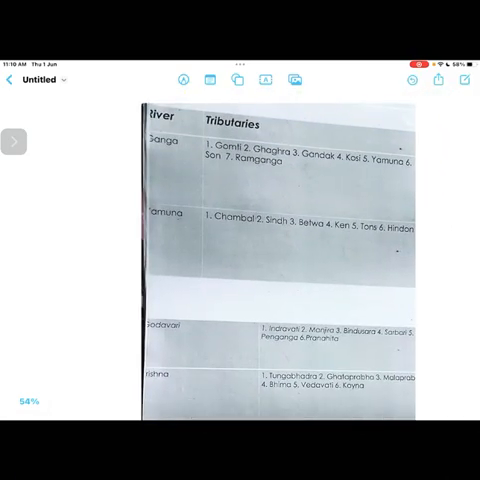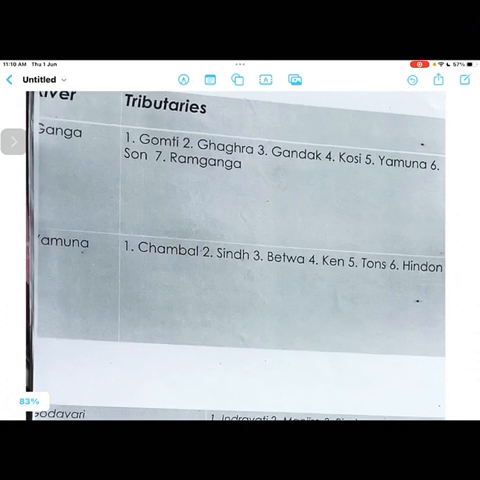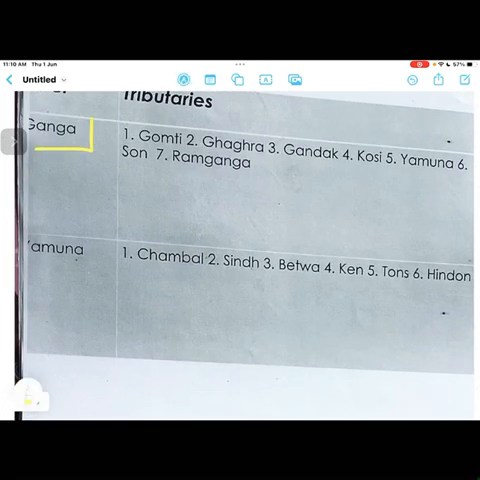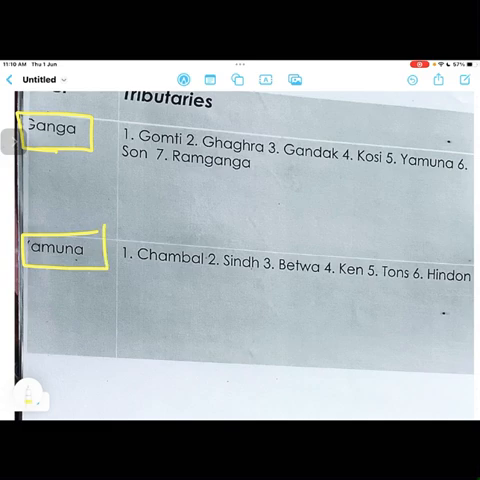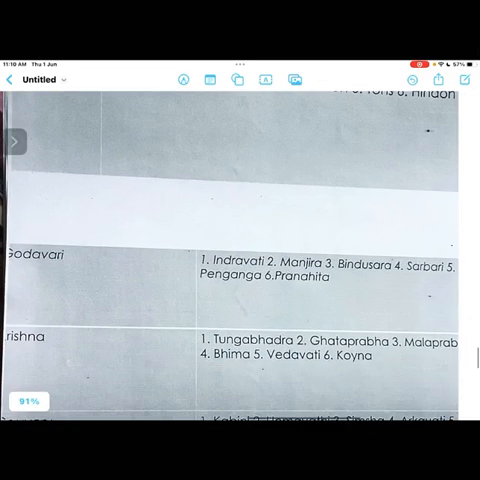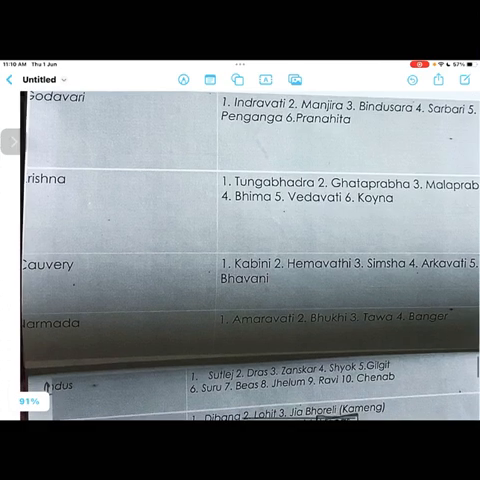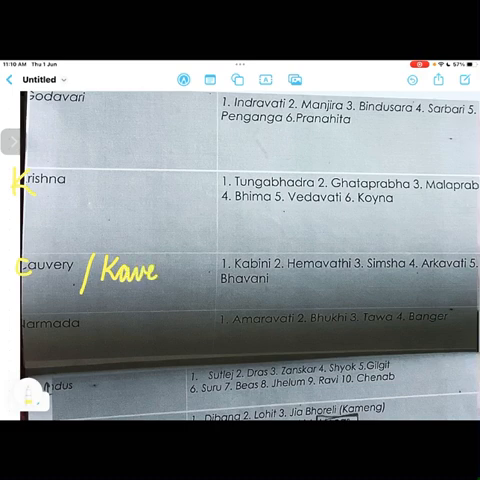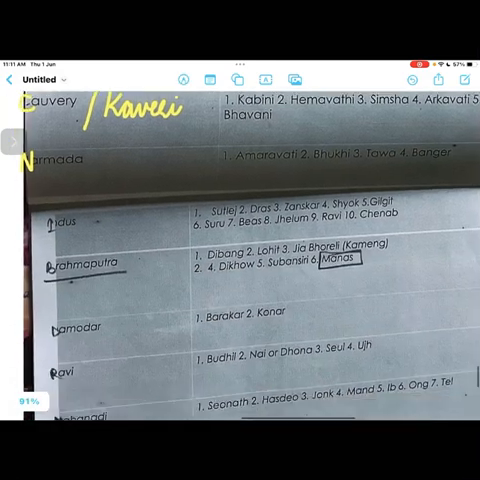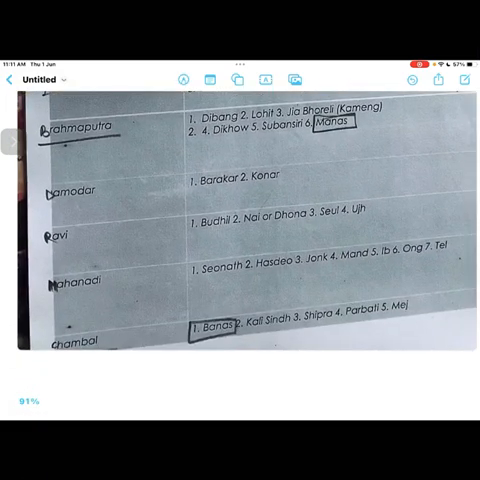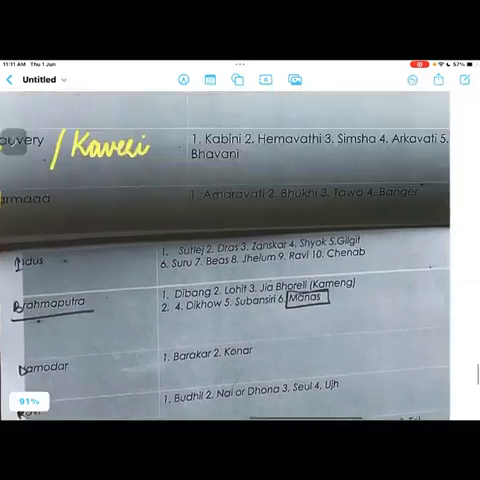Now let us move ahead to the important part. We are done with the main rivers that we were to discuss. Now we will be talking about the tributaries of your main rivers. What are your main rivers here? Basically they are your Ganga, Yamuna, then your Godavari, Krishna, Kaveri. Kaveri can be written like this also and this also. Then is your Narmada, Indus, Brahmaputra, Damodar, Ravi, Mahanadi and Chambal, right? So these will be your rivers.